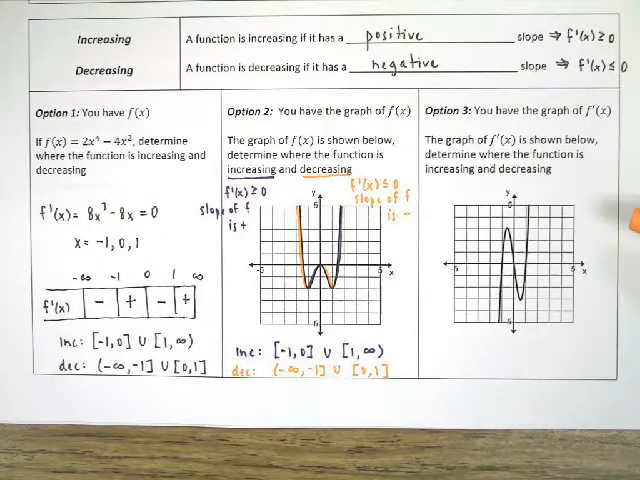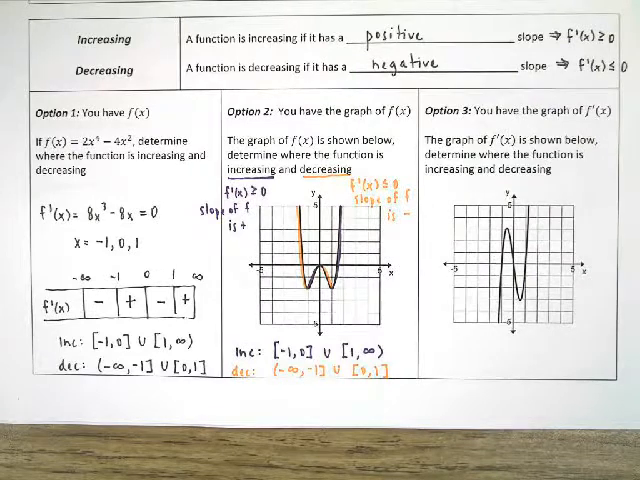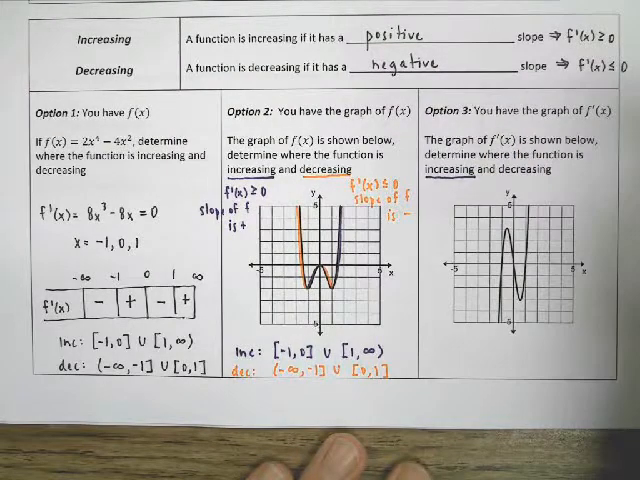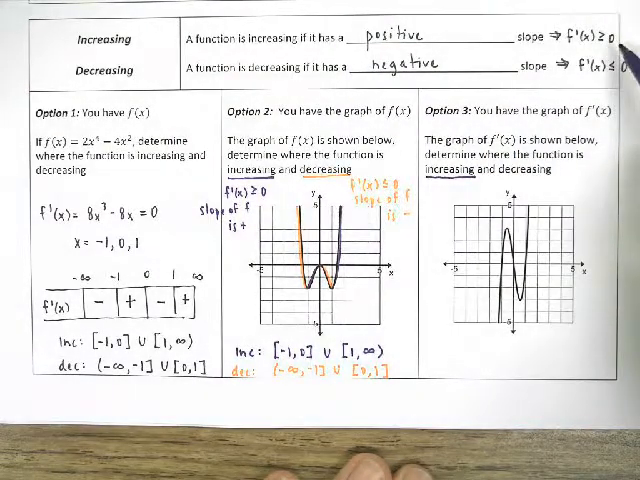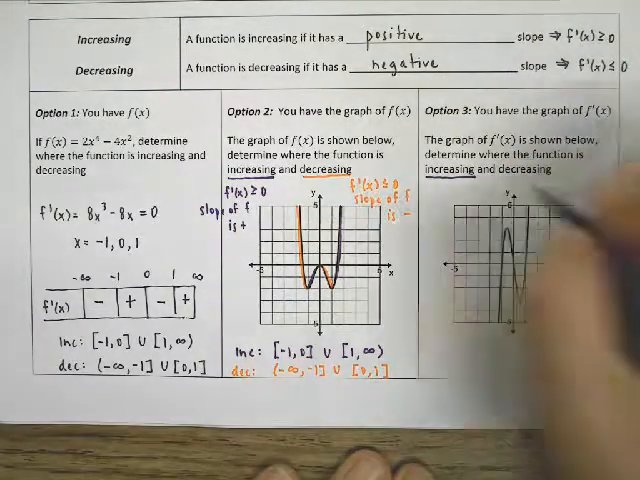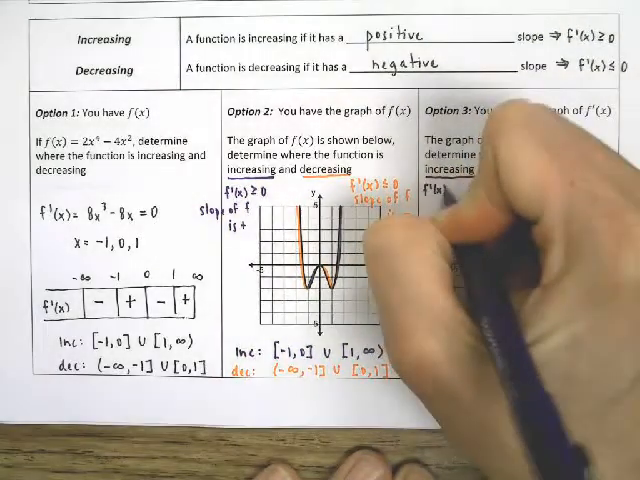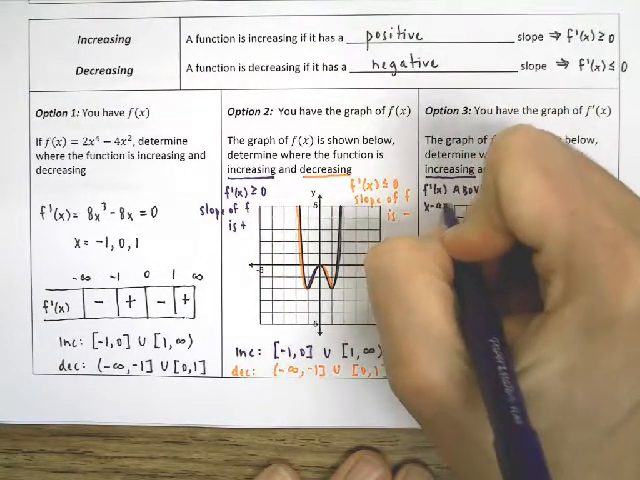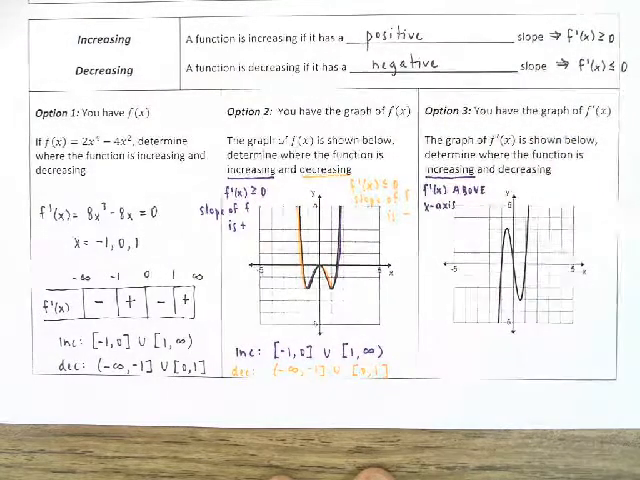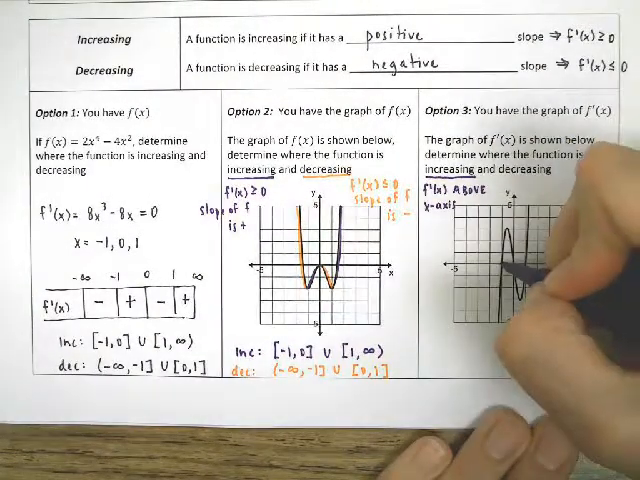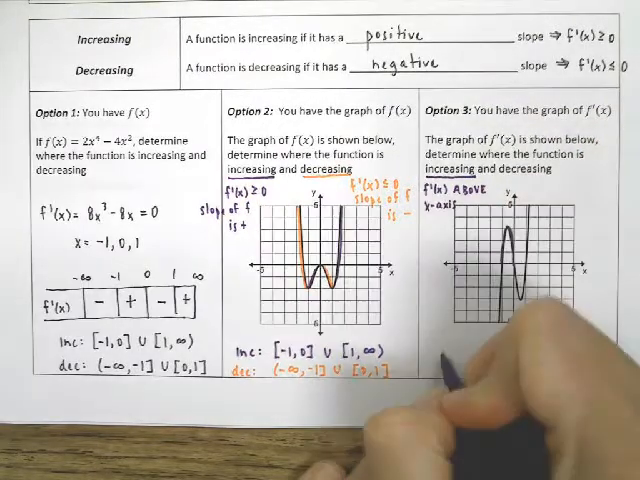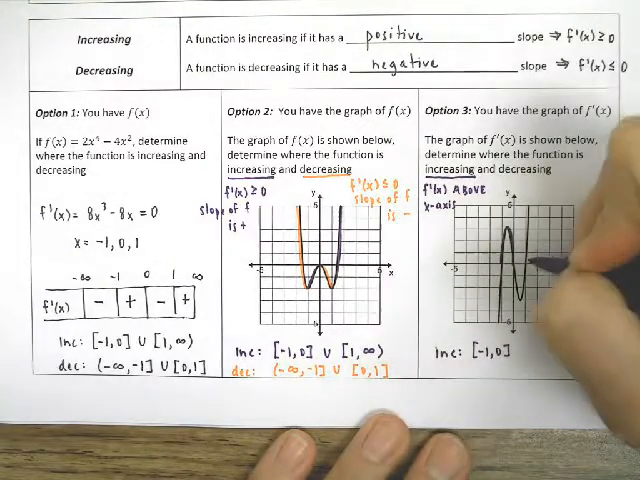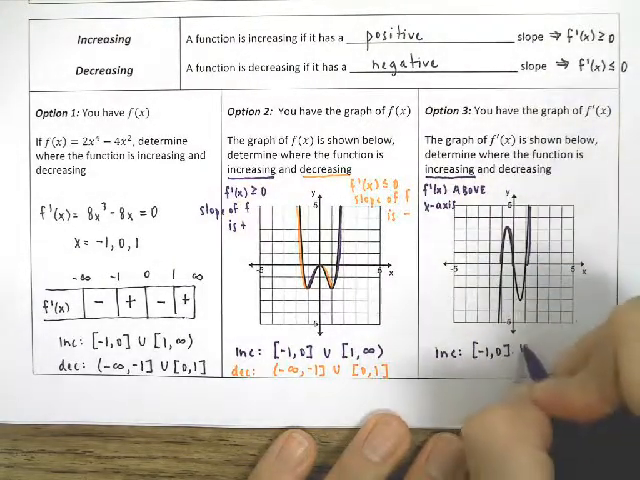Okay, and then last we can be given the graph of f prime. Again, we're being asked the same questions. So if I'm increasing, right, we know that's where f prime of x is greater than or equal to 0, where it's positive. So I'm looking for the graph f prime of x to be above the x-axis. Again, you guys have done this analysis before. So if I'm looking at f prime of x, I see that it's above, so increasing from -1 to 0, and then again from 1 to infinity.